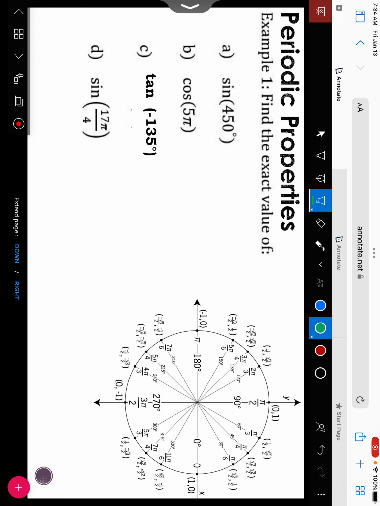So let's talk about periodic properties. So this is when it is greater than 360. So take a minute and copy these down. And again, we're going to look at our unit circle and find our answers.